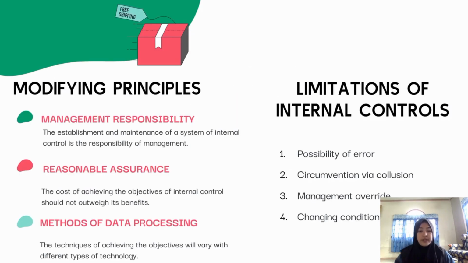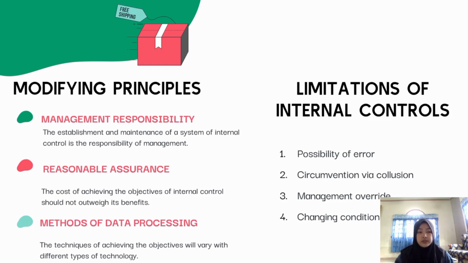So we have three modifying principles: management responsibility, reasonable assurance, and methods of data processing. So who will employ this? It is the management's responsibility to establish and maintain an internal control system. The internal control system provides reasonable assurance that the four broad objectives of internal control are met in a cost-effective manner. Then it should achieve the objectives regardless of the data processing method used, which might vary with different types of technology.